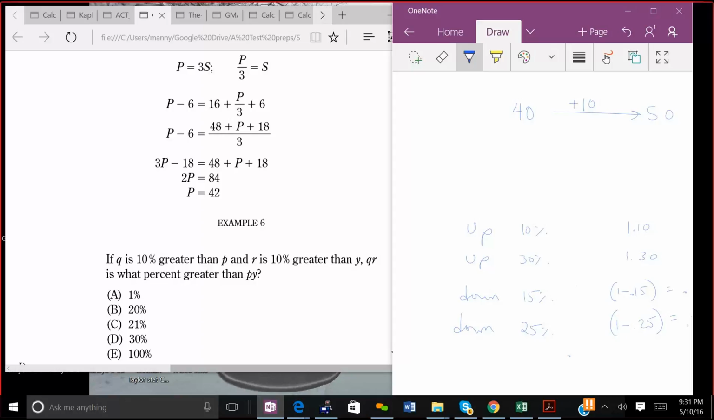So if Q is 10% greater than P, translate that to 1.1, then R is 10% greater than Y. QR is what percent greater than PY?